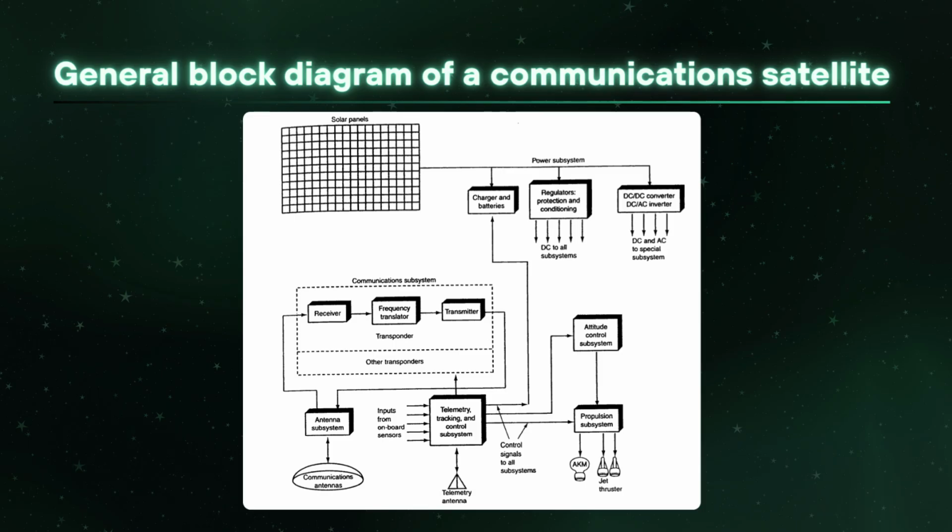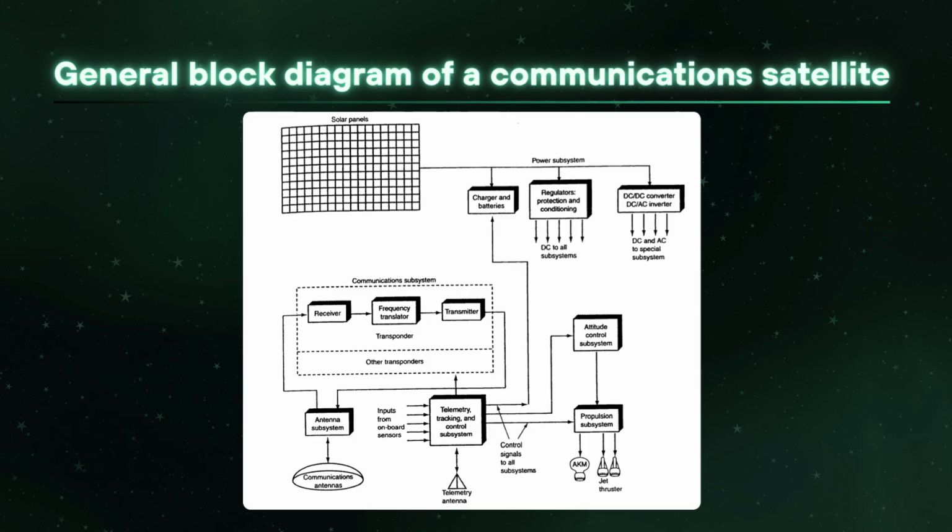In this part, the communication subsystem consists of multiple transponders. These receive the uplink signals, amplify them, translate them in frequency, and apply them again for retransmission as downlink signals. The transponders share a common antenna subsystem for both reception and transmission.